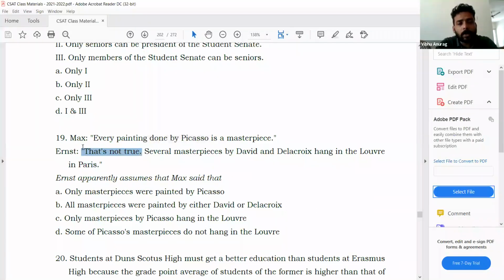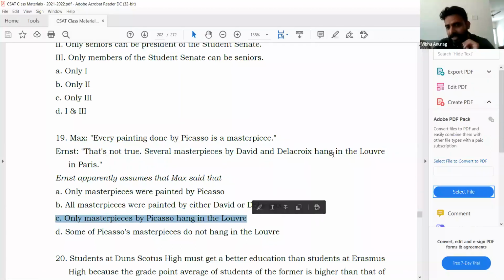So you have to figure out what Ernst heard Max say rather than what Max actually said, because there is a miscommunication here. So C is the answer. Is it clear now? Ernst has not heard correctly whatever Max said. So we have to find out what Ernst thought Max said.